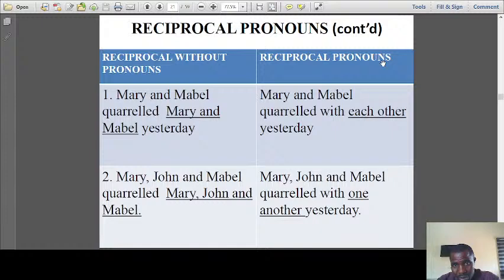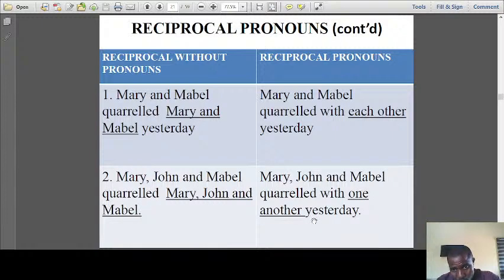Mary and John quarreled with each other yesterday. So this "each other" here has replaced Mary and John to avoid being repeated many times. You can see it here. Mary, John, and Mabel quarreled. Mary, John, and Mabel yesterday.